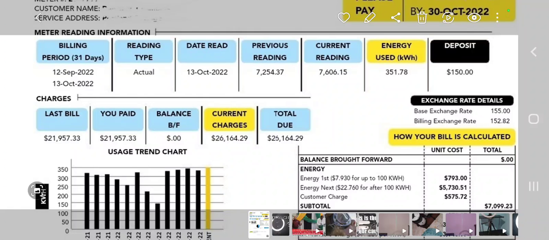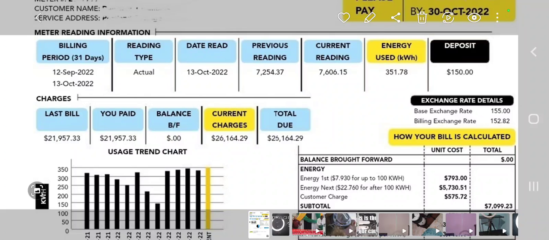The billing exchange rate, however, which is what we have here, varies every month, right? You know how with JPS, once there are any adjustments, they don't foot the bill for that adjustment. They will pass it down to their customers. So their billing exchange rate changes every month, and I will show you where in the bill that will cause an impact on what your monthly bill is.